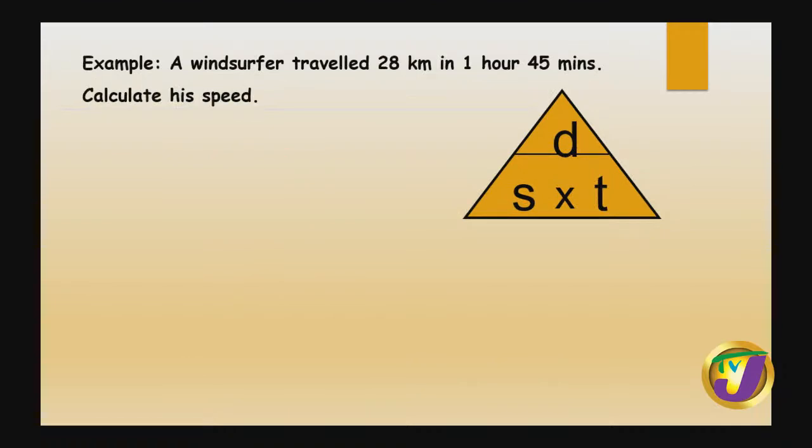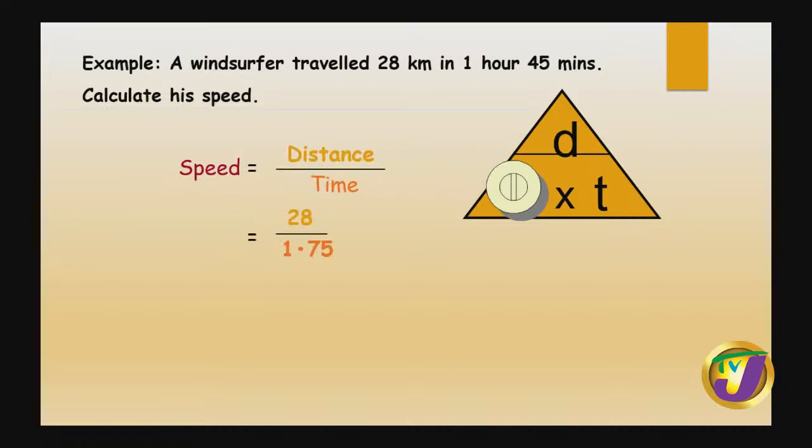So let's see. This one says a windsurfer traveled 28 kilometers in 1 hour, 45 minutes. Calculate his speed. So this time we're trying to get speed. So it means we're going to cover speed, and we will see that speed is equal to distance divided by time. Awesome. The distance there is 28 kilometers, and we're dividing that by 1 hour, 45 minutes. So I see you did some amount of conversion there. Yes. So that 45 minutes is 0.75, which would be 3/4 of an hour, which would be 45 minutes.